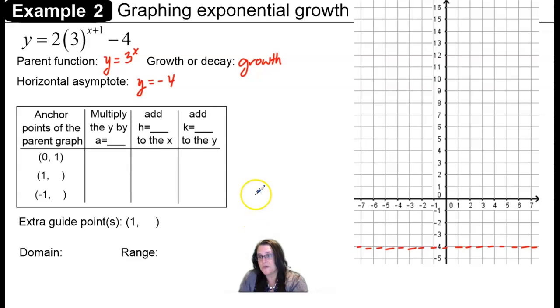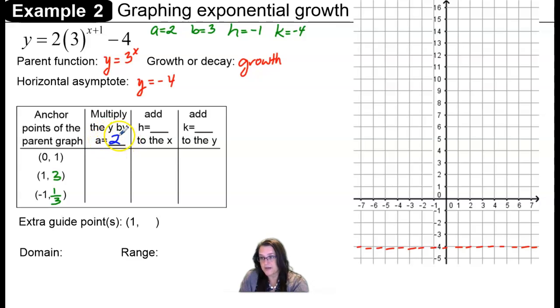So let's go ahead and up here we'll just identify each of those variables. So the a in this equation is positive 2. My b, the base, is 3. Then h is negative 1 since we're going to the left, and the k is equal to negative 4. So my anchor point (1, b) is (1, 3), and then (-1, 1/b), so the reciprocal of b is 1/3.